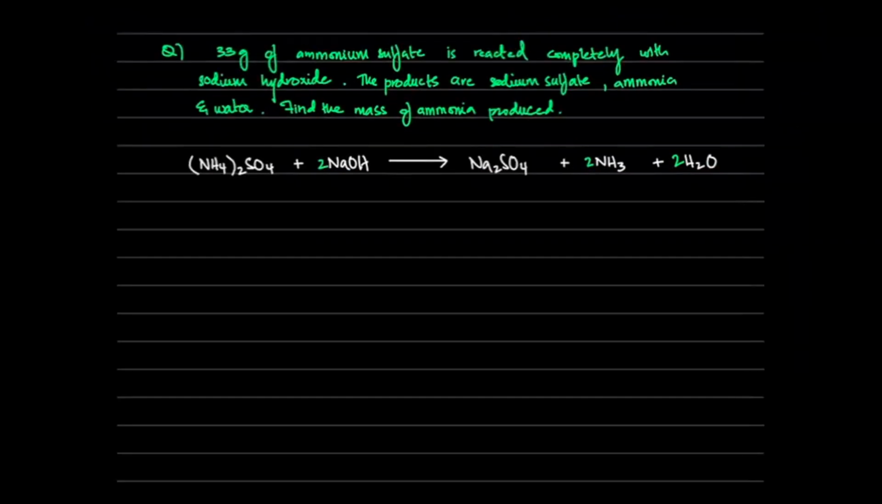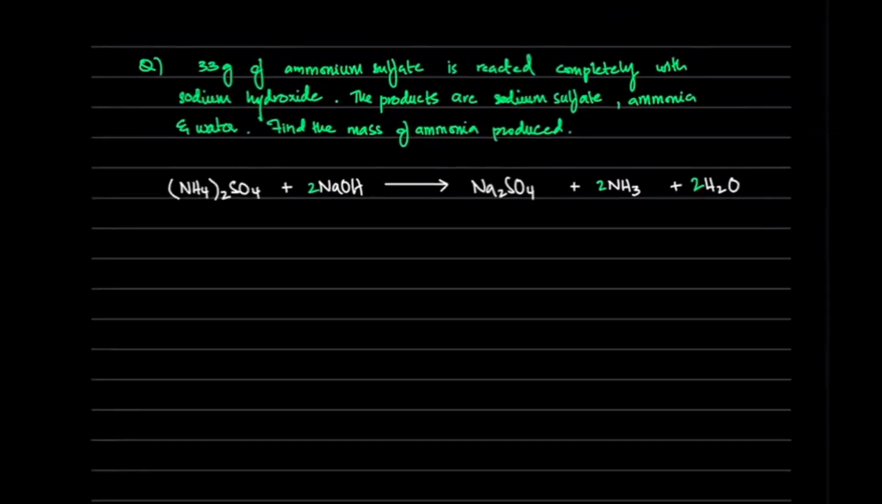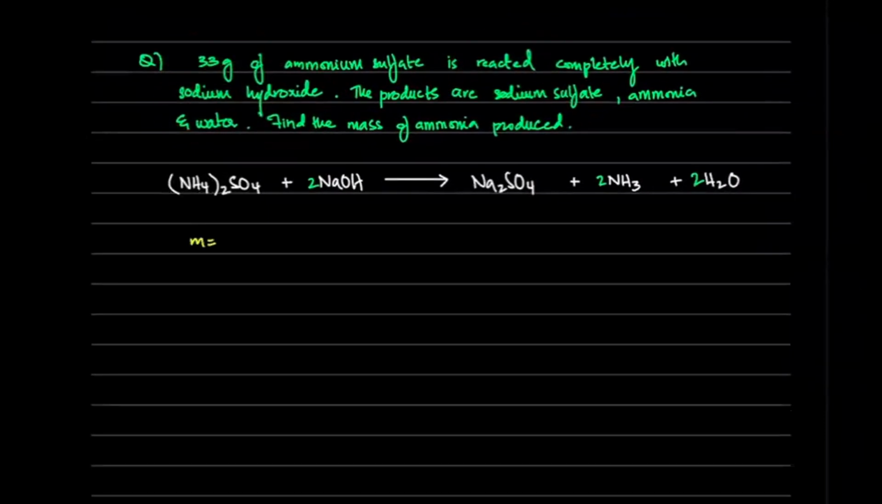Now let's get to the calculation part, right? In this question, they've said 33 grams of ammonium sulfate reacted completely with sodium hydroxide. So the quantity given to us is the mass of ammonium sulfate, which is 33 grams, right? इसका mass हमें दिया हुआ है. इसका mass क्या है? 33 grams.